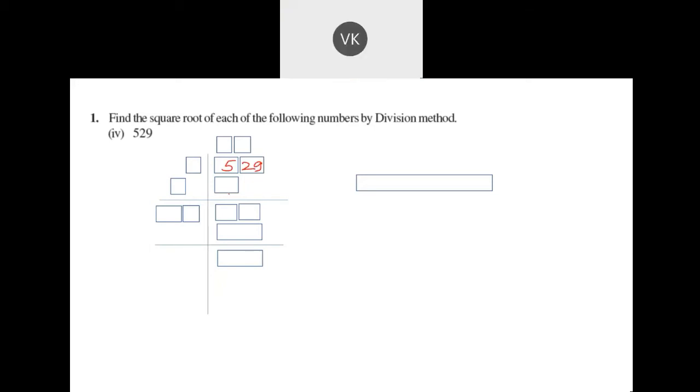4 is the square number. So how do we get that 4? 2 times 2, so 2 plus 2 should be added. We get 4 here. Difference is 1. Remainder is 1. 129. How do we get 129? So we should multiply them or have 1 to bring 9.